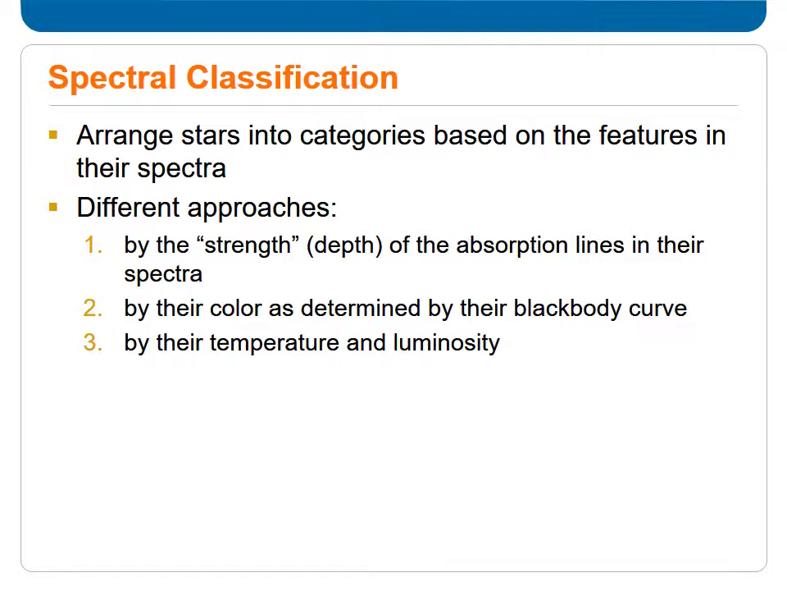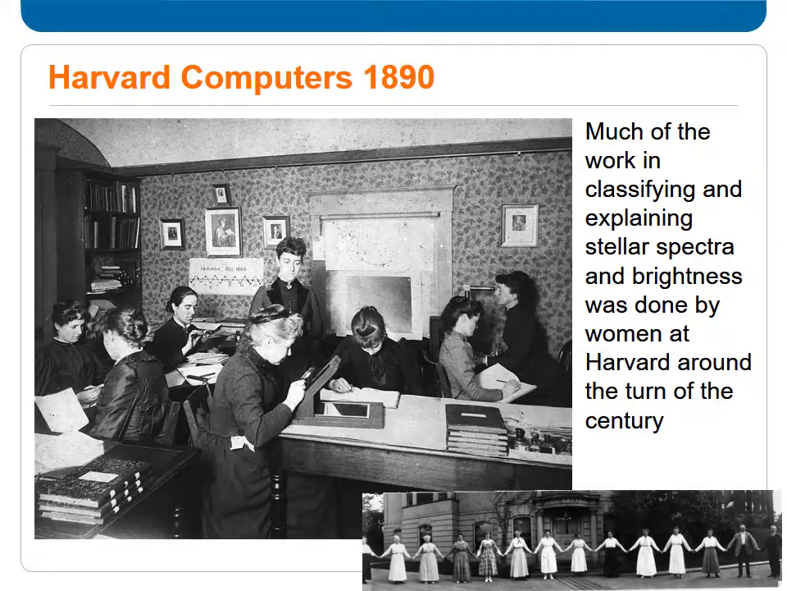Spectral classification is the process of organizing stars into categories based on the features in their spectra. It uses several different techniques such as looking at the strength of the absorption lines, looking at the peak of the blackbody curve, and by the temperature and luminosity of the stars. Much of the work in classifying and explaining stellar spectra and brightness was done by women at Harvard around the turn of the century.